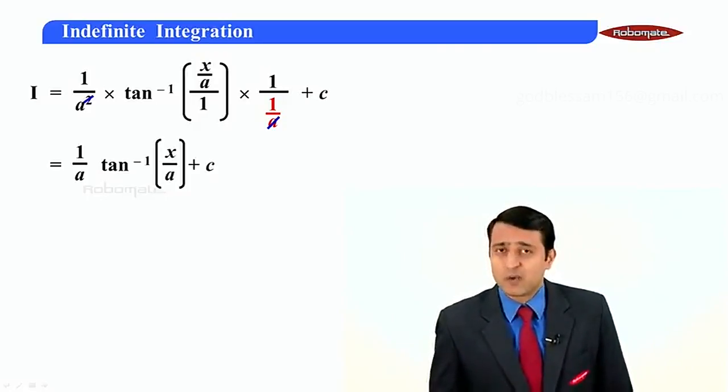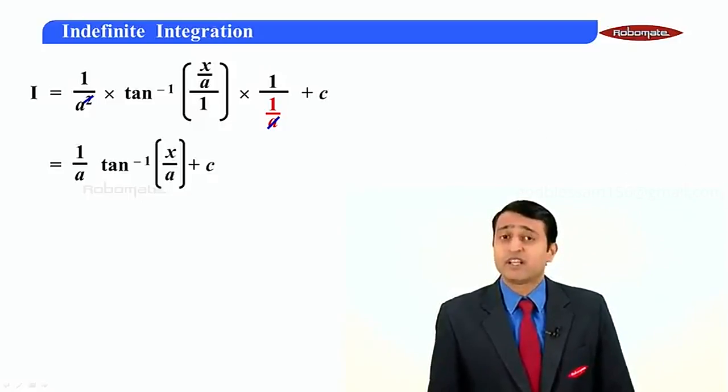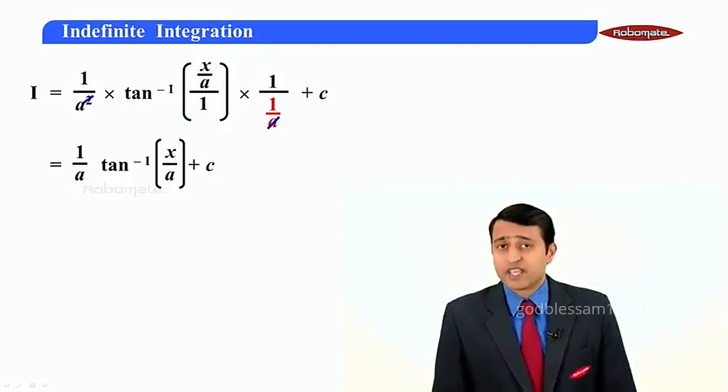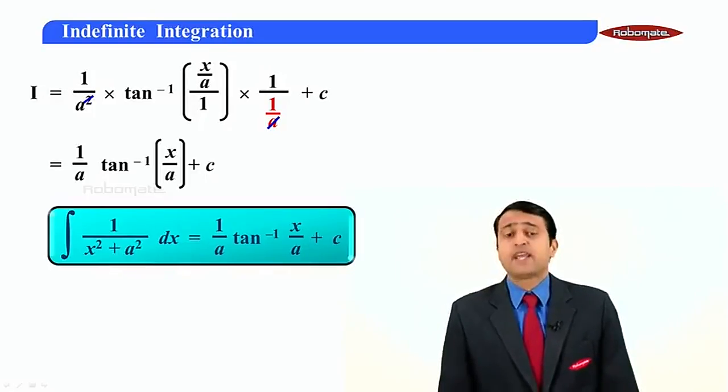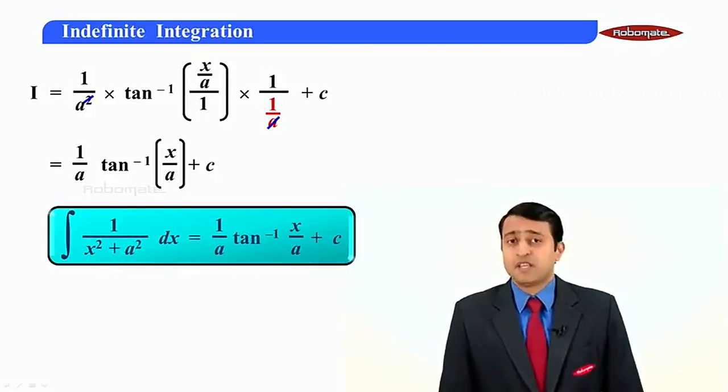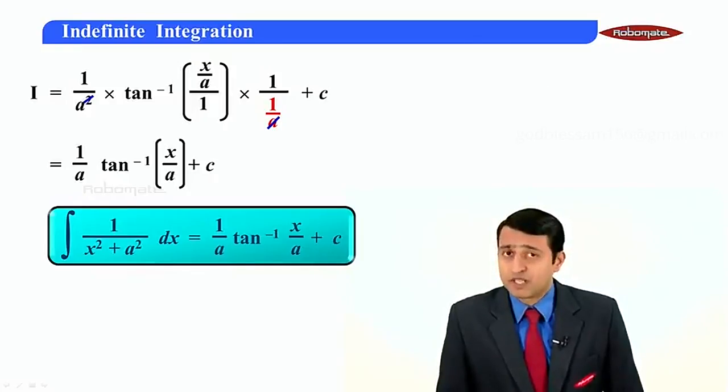Since this is a theory question, it is advisable to write the integral on the left. So we will get integral 1 upon x square plus a square dx is 1 by a tan inverse x by a plus c, one of the standard formulas. Now let us see one more.